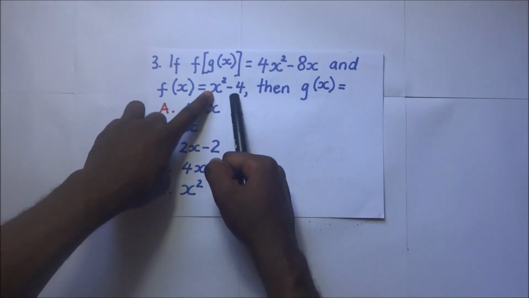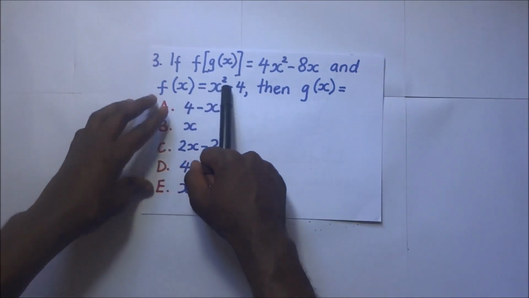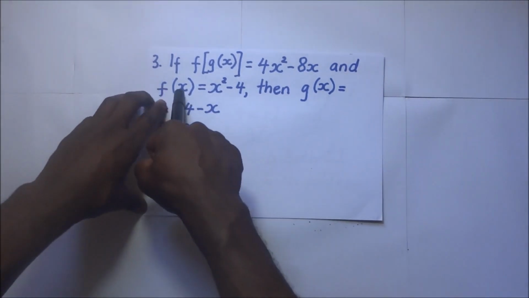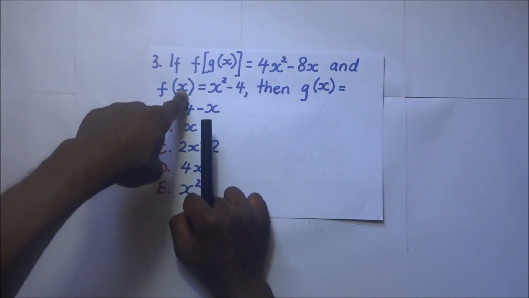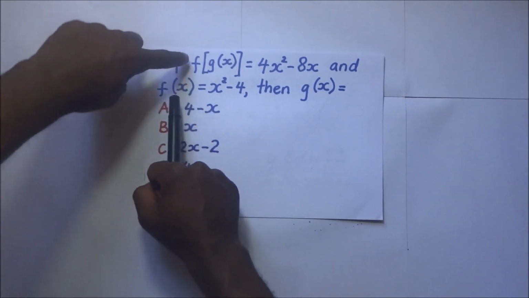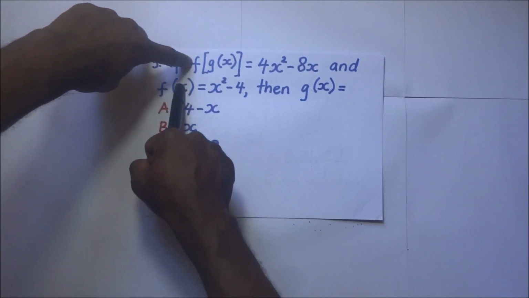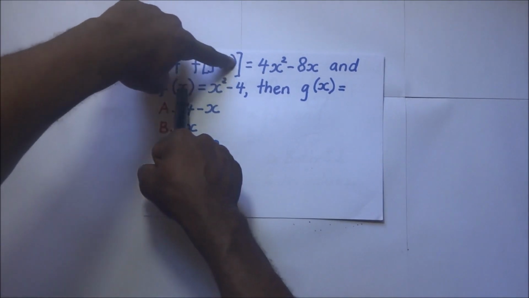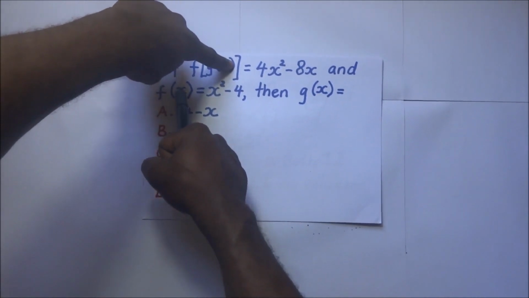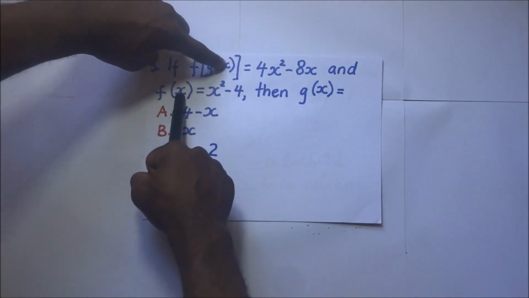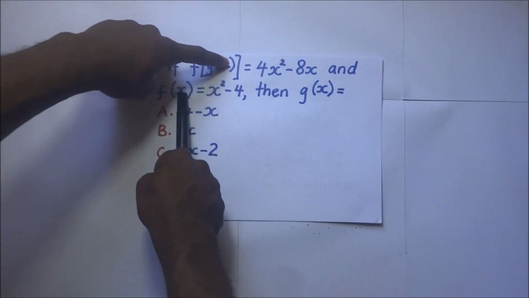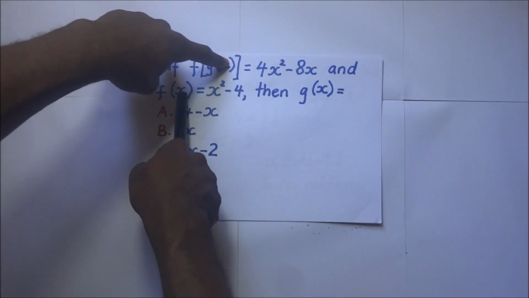And according to this expression, f of x giving us x squared minus 4, the input for f in this case was another function that we are calling g of x. So the question is, what is this function g of x? I may approach this in 2 ways. Let's look at the first way.